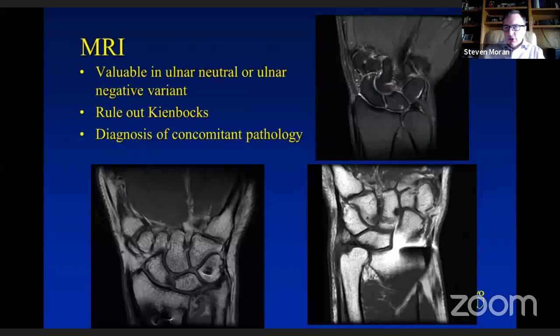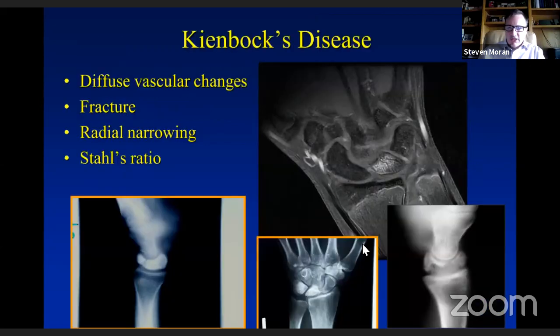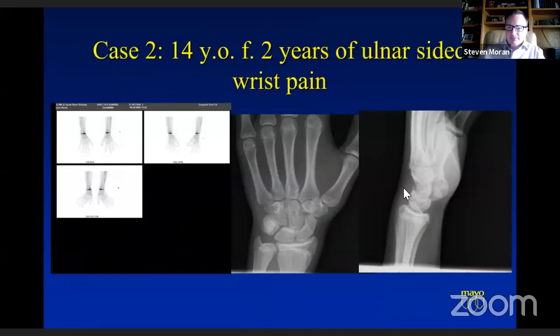Again, you're going to hear about the use of MRI and CT scans, but when you're differentiating between impaction and Kienbock's disease, and we're not going to touch upon this much today, you usually see global changes in the lunate as opposed to impaction, where your edema is really confined to the ulnar aspect of the lunate itself. Here are just some examples of Kienbock disease with fracture and global changes throughout the lunate.